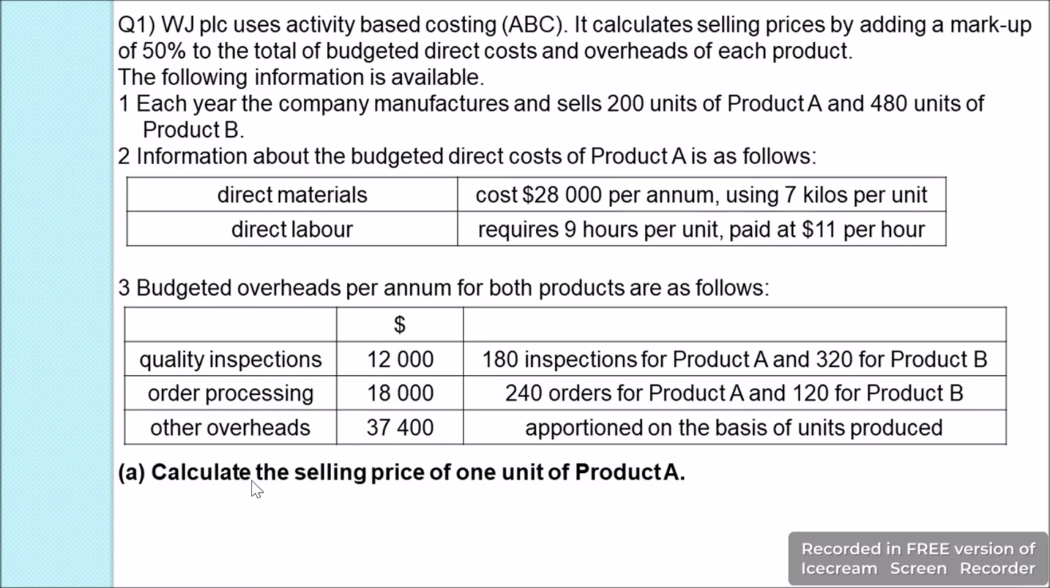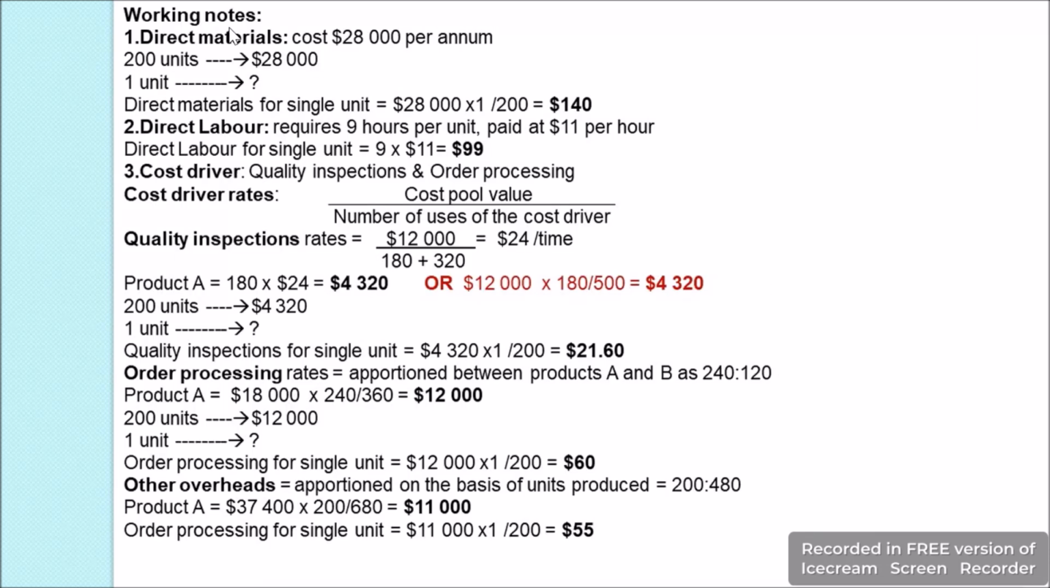In part A of the question, we are asked to calculate the selling price of 1 unit of product A. Now let's start with the working notes. It was given that the direct material cost for product A is $28,000 per annum, and it was also mentioned that they are producing 200 units of product A, and for 200 units the cost of direct material is $28,000.